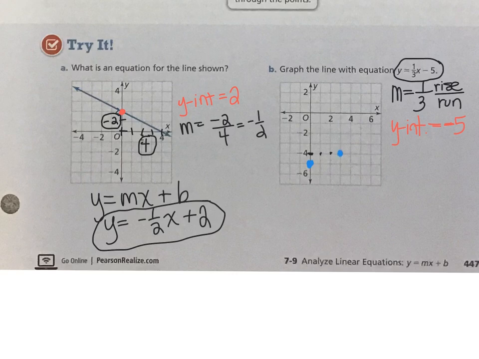Now, to make it easier to connect my points, I can do the slope again, starting from the new ordered pair and going up 1, and then moving across 3. 1, 2, 3. Now I have 3 points that I should be able to easily connect, like so, to make the graph of the line that's represented by y equals 1/3 x minus 5.